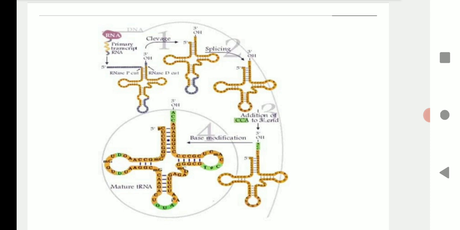So you may be asked separately for mRNA, rRNA or tRNA, or altogether post-transcriptional processing of RNA, meaning you have to write all the three in your examination.